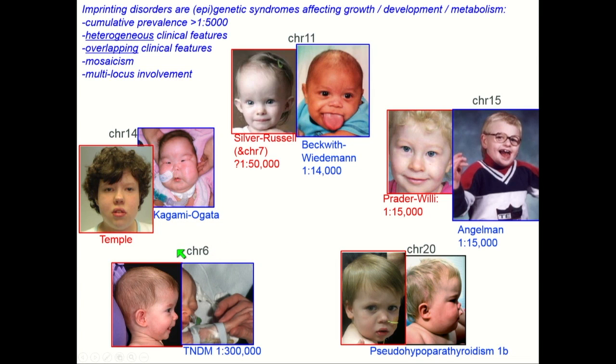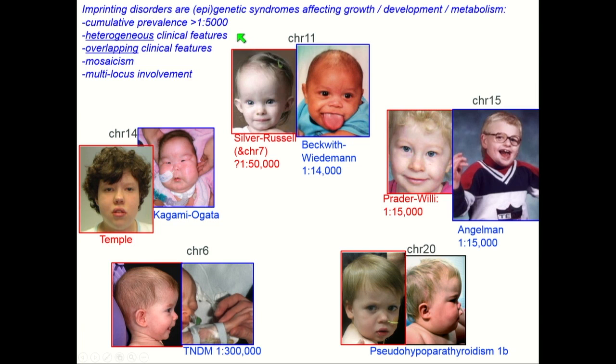Chromosome 6 has hitherto been associated with one imprinting disorder, which is transient neonatal diabetes, caused by overexpression of genes of an imprinted locus. There is now evidence that maternal uniparental disomy of chromosome 6 also is associated with the syndrome. Likewise, chromosome 20, where effective paternalization of imprinting causes pseudohypoparathyroidism, there is now evidence that maternalization on chromosome 20 causes a growth restriction syndrome. So that's the range of recognisable disorders at the moment, broadly.